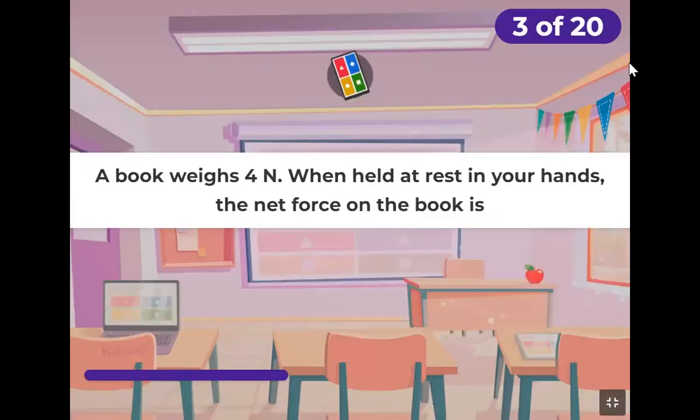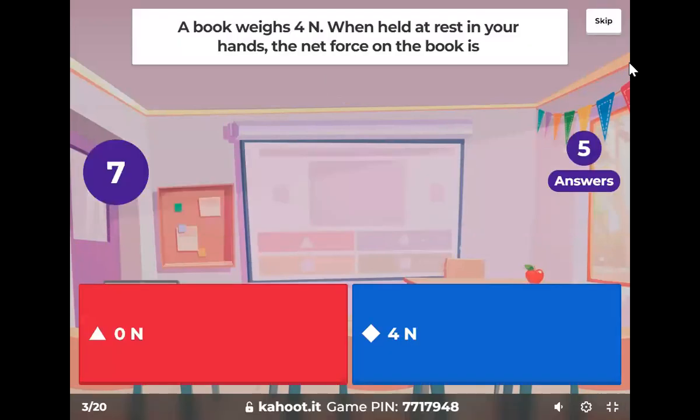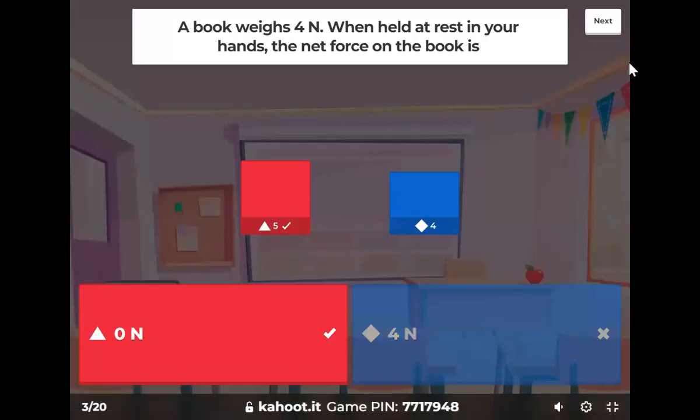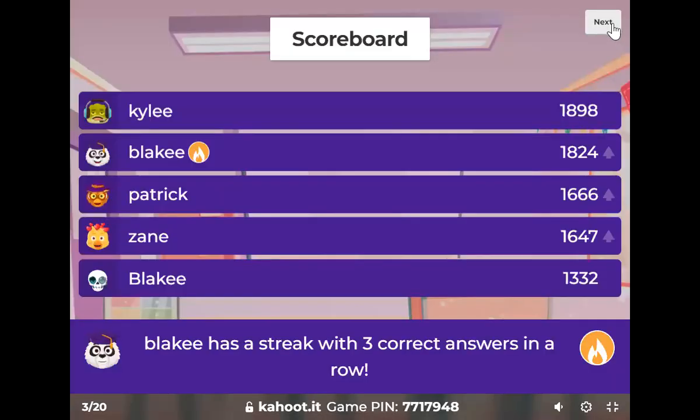Book weighs 4 newtons. When held at rest in your hands, what's the net force? Held at rest. 0 newtons. So if you do a free body diagram on the book, it'd be 4 newtons down for its weight, but also collectively 4 newtons up for the force from your hands. So the net force is 0. Guys, anything at rest, what's the net force always? 0 newtons. Right? For that matter, anything at constant velocity, what is the net force always? Also 0, right? Because at rest or constant velocity are both equilibrium, right? So yeah, the answer to that's always going to be 0 newtons.